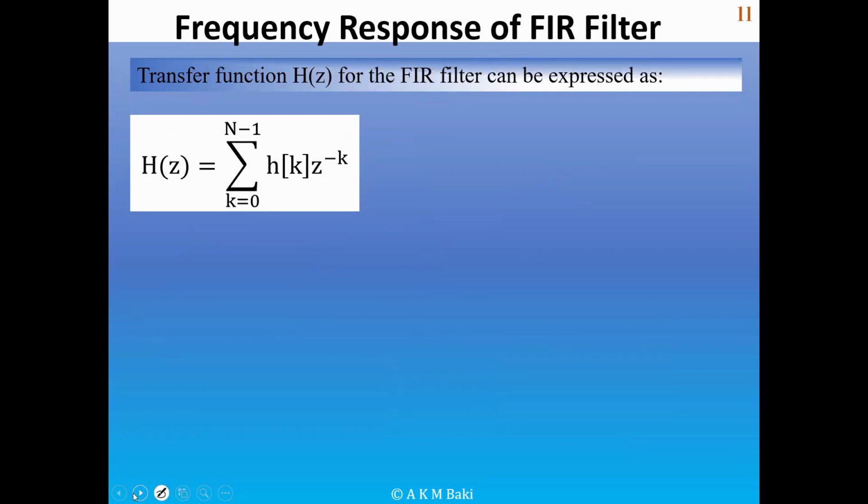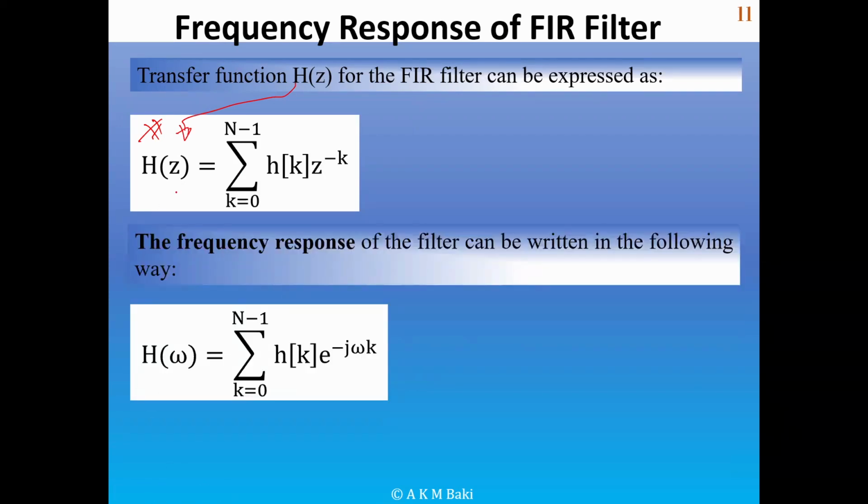Now we check the frequency response. This is the equation with transfer function. What we can do, we can also write the equation with respect to frequency response. Instead of transfer function, replace it with frequency response. So this part should also be written this way: e to the power minus j omega k.